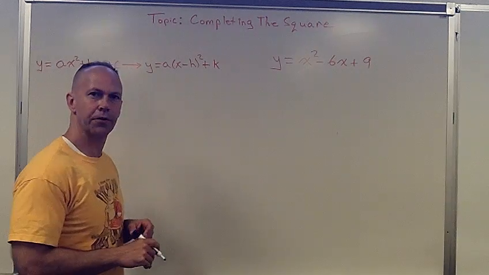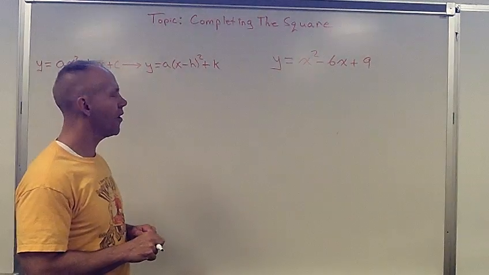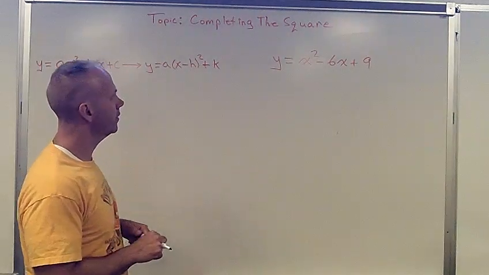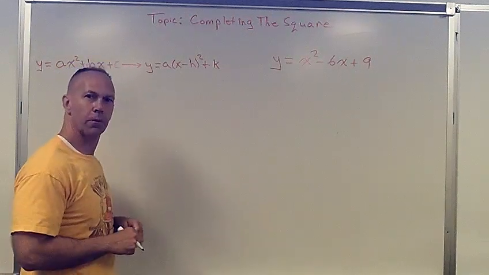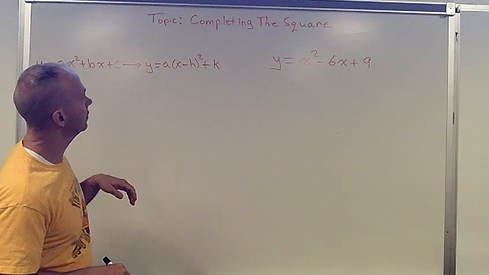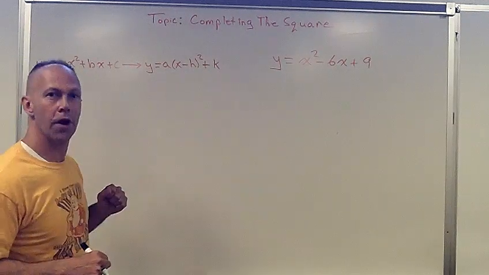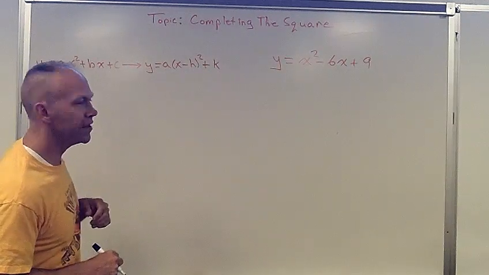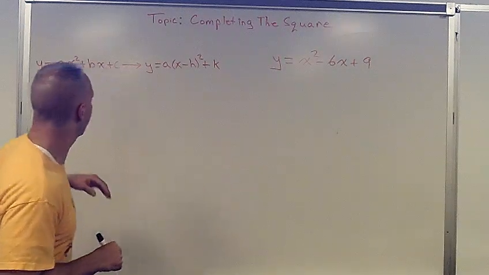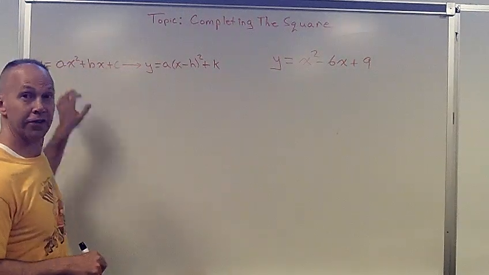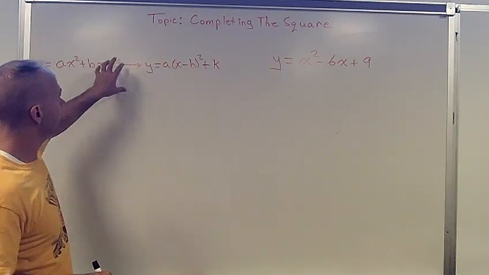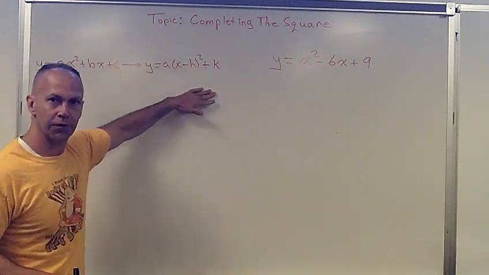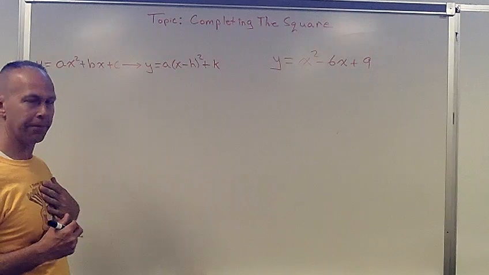Okay, welcome back to our flipped lessons on quadratics. Today what we're going to be looking at is a process called completing the square. This is a method for taking a quadratic that's in general form, ax squared plus bx plus c, and transforming it to vertex form. Why would I want to do that?